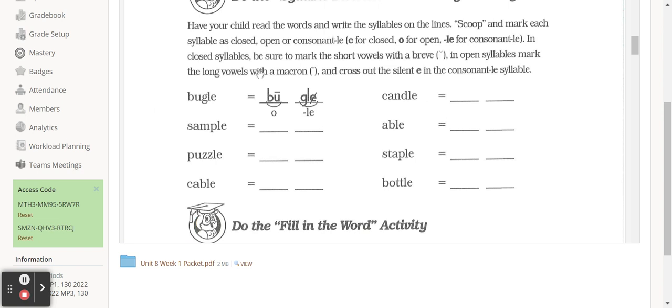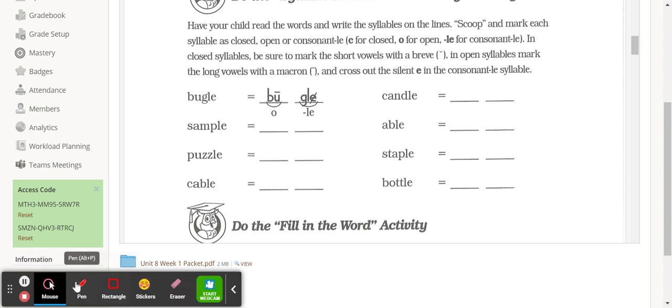In closed syllables, be sure to mark the short vowels with a breve. And in open syllables, mark the long vowels with a macron. Cross out the silent E in the consonant LE syllables. All right, so let's get going here. They did the first word for you, bugle.